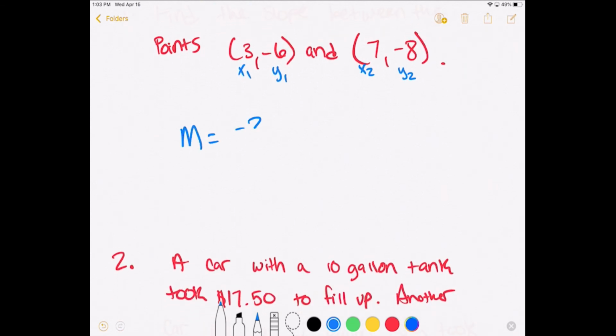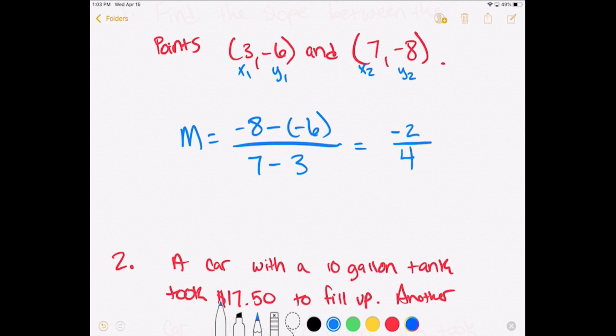y2 is a -8 minus a -6. Pay attention to those minus and negatives there. And then my x2 is 7 minus 3, which is my x1. So on the top, I have -8 minus a -6, which becomes a -2. In the bottom, I get 7 minus 3, which is 4. And a -2 over 4 is the same as a -1/2. So my slope is -1/2. That's all you got to do when I ask you to find the slope for right now.